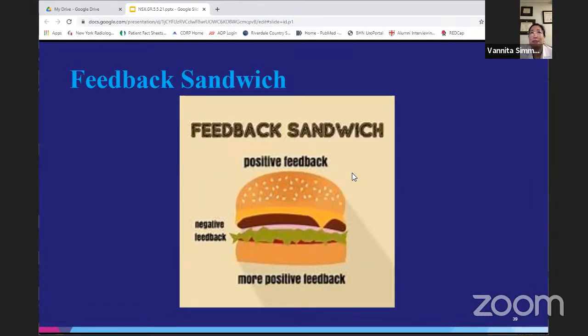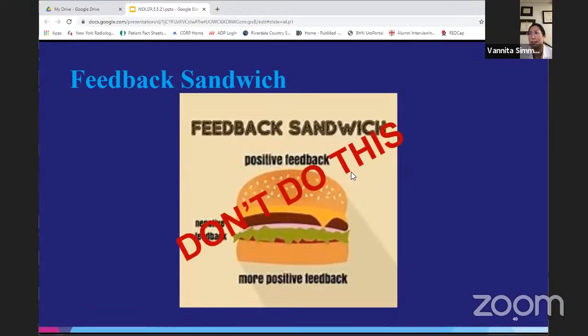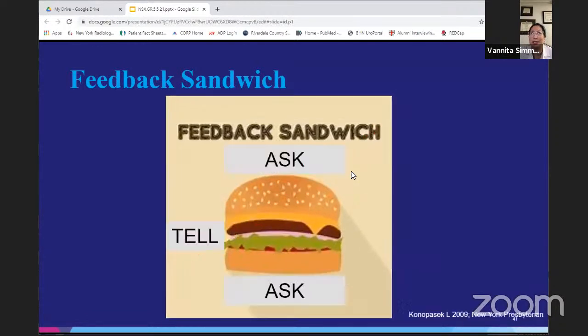Does anybody remember the feedback sandwich? Well, here it is in all its glory. We talked about it a lot in medical education, but now it's really not what we do anymore. So it used to be you say something positive, then you say something negative, and then you end with something positive. And it doesn't work for our new generation of learners. And it's actually quite confusing because you're giving kind of mixed signals. So my recommendation is we don't do this anymore.